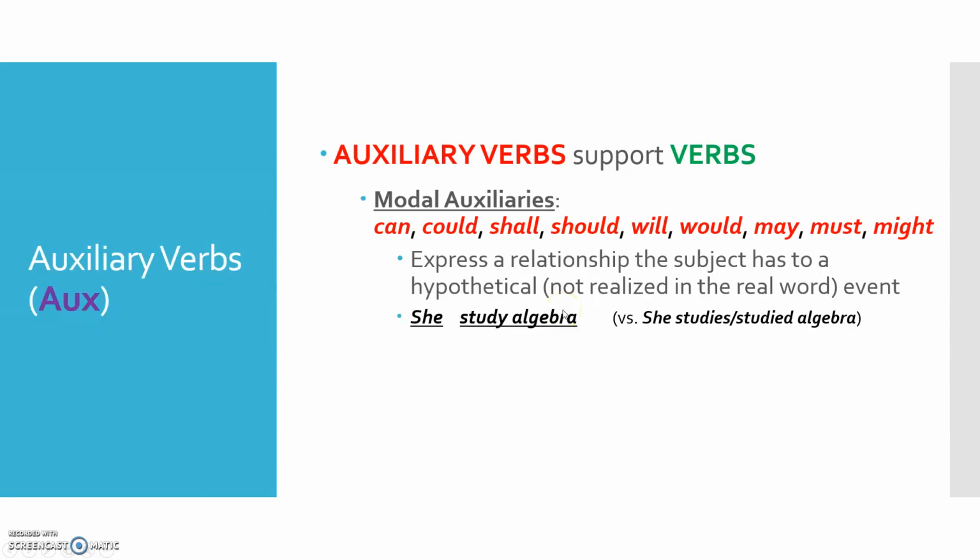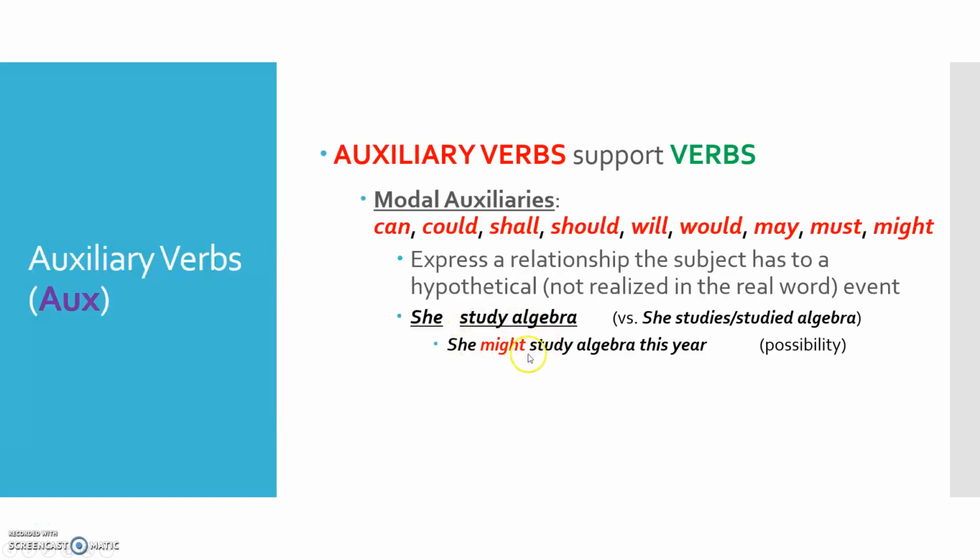Now, if there's no modal here and we put the subject together with the predicate, then we have to put this event in time, and then we would have to put some kind of inflection on the end of the verb. So she studies algebra if it's not in the past, or she studied algebra if it's in the past. But let's say studying algebra is just hypothetical. So it's nothing really happening now. It's nothing that really happened in the past. But we want to express some kind of relationship that the subject has to that.